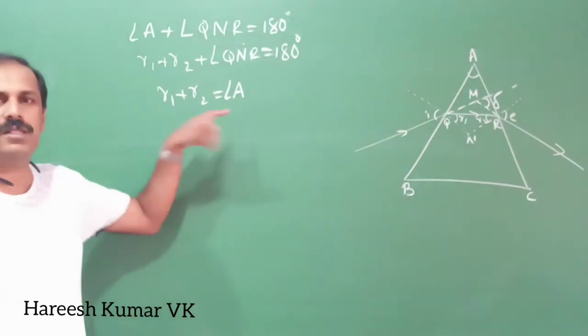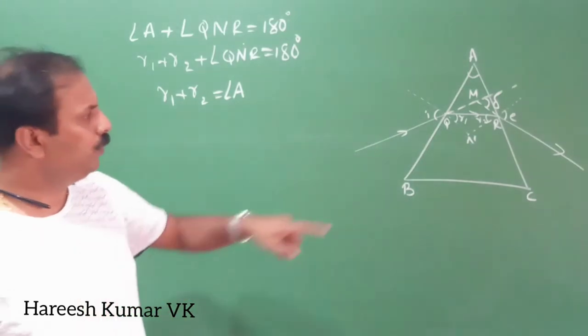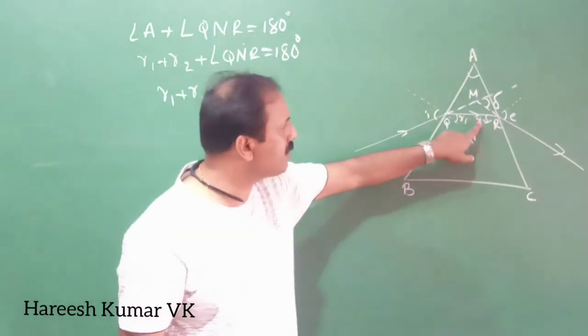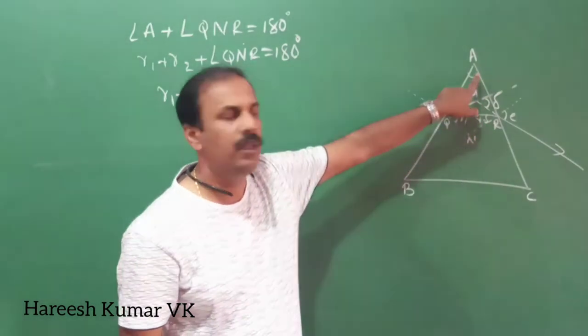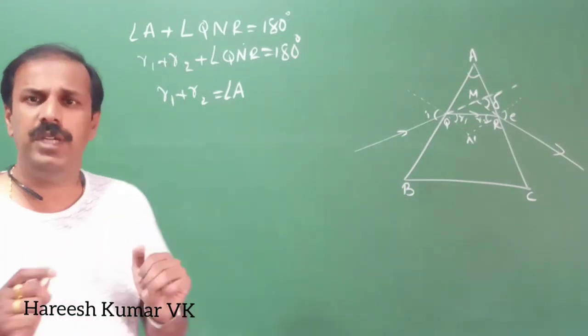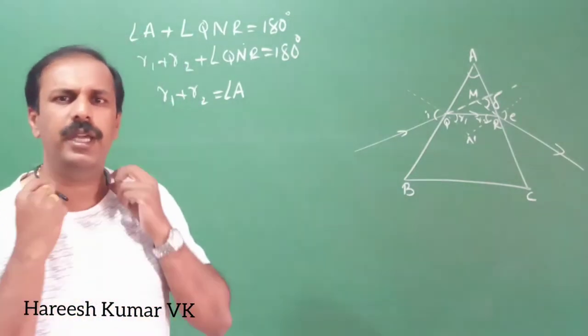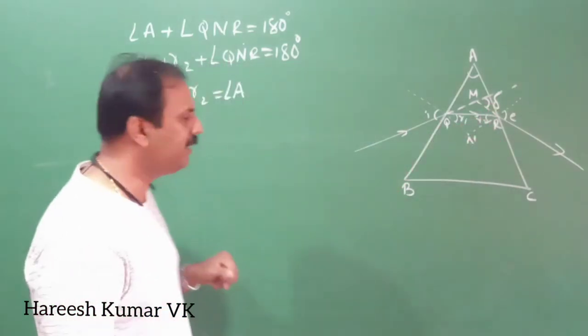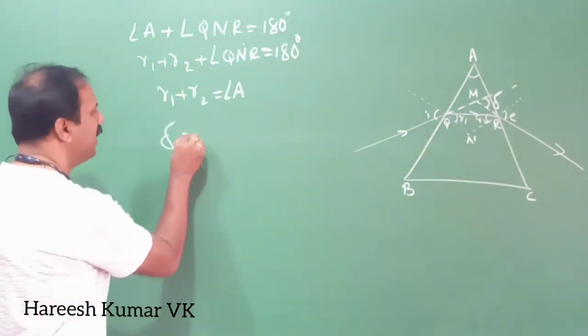So I think this thing is clear for you. So if you take this angle R1 and this angle R2, then this R1 plus R2 will be equal to angle A. Now we will think about the deviation. How much deviation happened here? This deviation, total deviation happened, is this delta. So delta is the total deviation happened.